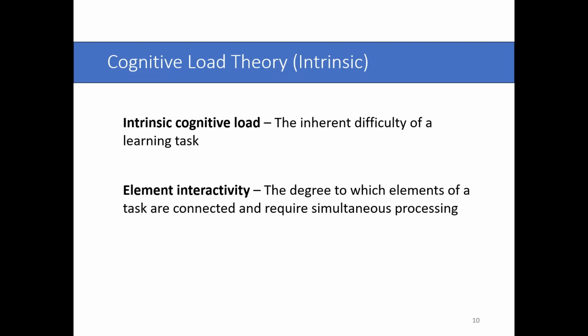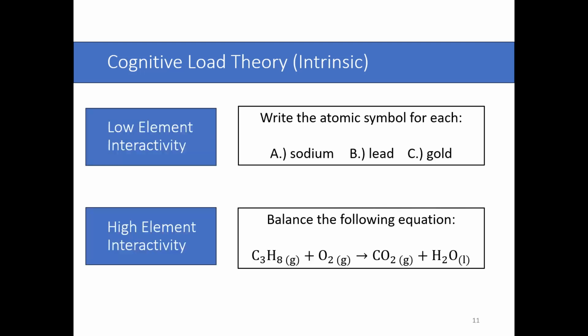Just to give you a chemistry explanation of this, here's an example of a chemistry question with low element interactivity. Write the atomic symbol for sodium, lead, and gold. You don't need to think about multiple things at the same time in order to answer the question. It's just a mere matter of retrieving something from your memory. But here, by contrast, is something that's very high in element interactivity. Balance the following equation. So we know from our experience balancing equations, you can't just think about one coefficient in isolation.